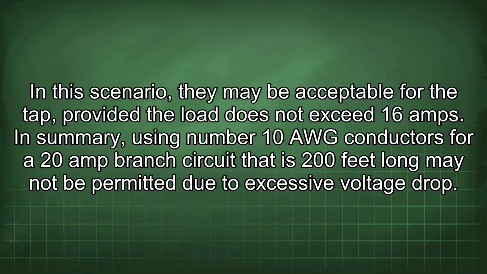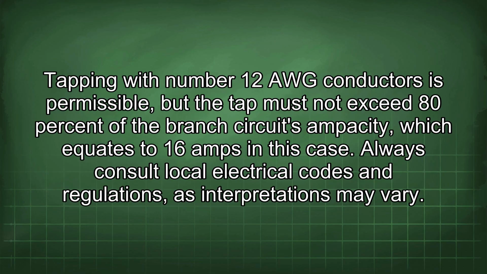In summary, using number 10 AWG conductors for a 20 amp branch circuit that is 200 feet long may not be permitted due to excessive voltage drop. Tapping with number 12 AWG conductors is permissible, but the tap must not exceed 80% of the branch circuit's ampacity, which equates to 16 amps in this case. Always consult local electrical codes and regulations, as interpretations may vary.